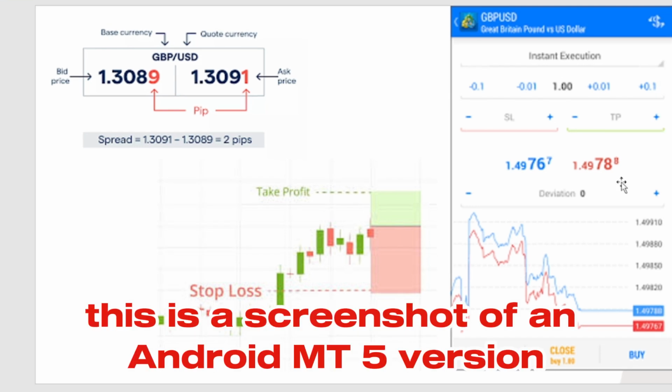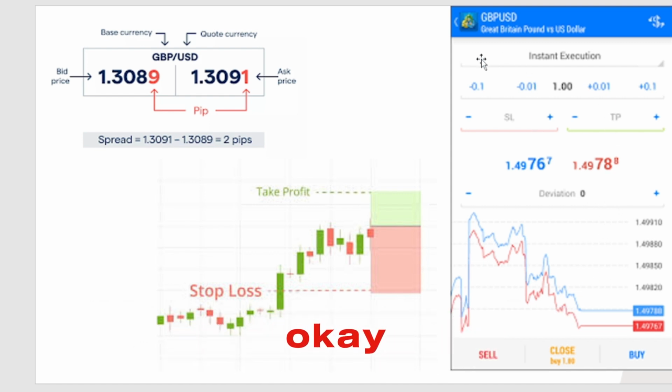Okay, so this is a screenshot of an Android MT5 version. This is where you input your lot sizing. This is where you put your stop loss and take profit. Remember, we talked about stop loss and take profit.